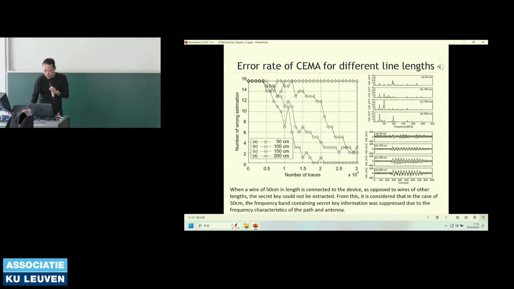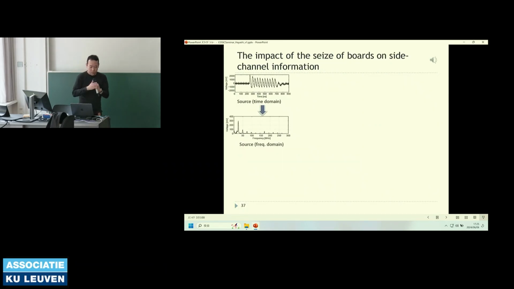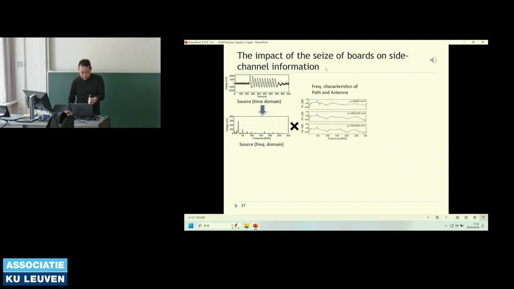So finally, the signal-to-noise ratio is decreasing, so it's difficult to extract secret information in this case. Okay, next example, we change the board size. When the size of the board is changed, the frequency characteristics of the path and antenna do not vary significantly in each case, but the attenuation rate at each frequency differs greatly. From this experiment, it is observed that the larger the size of the circuit board, the higher the attenuation rate.